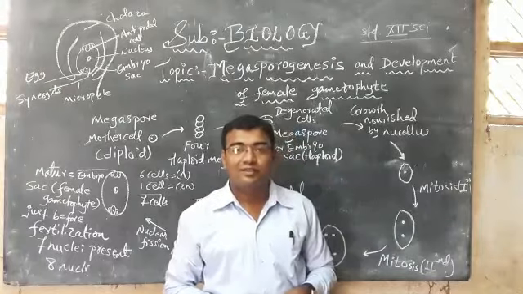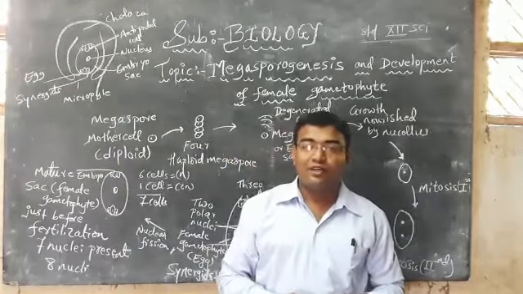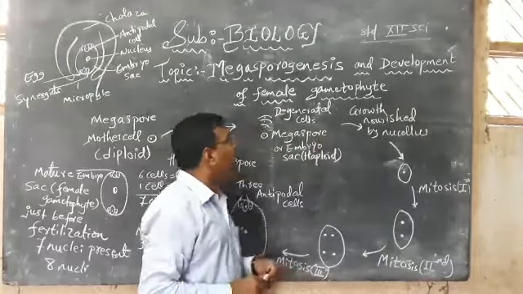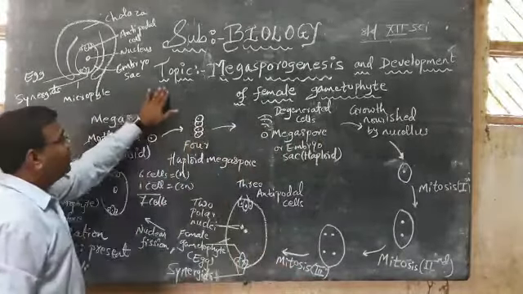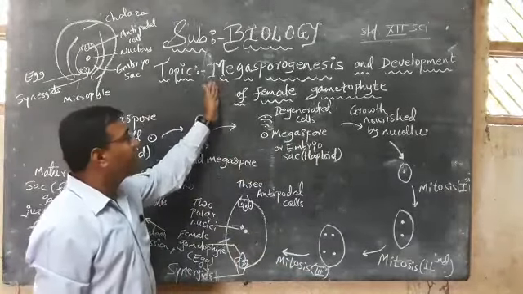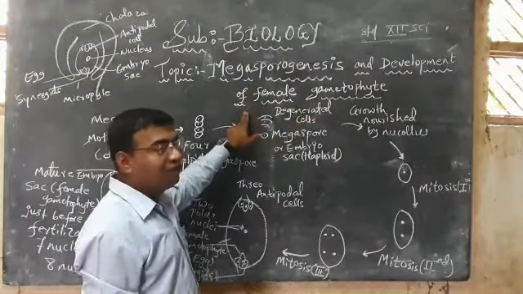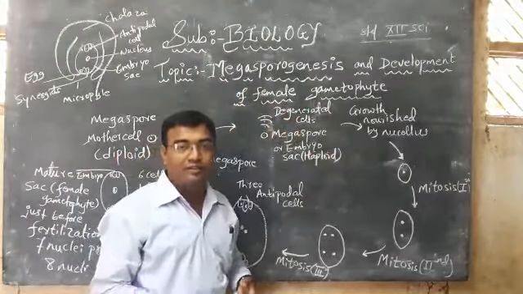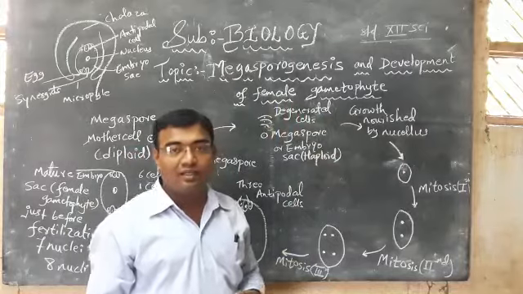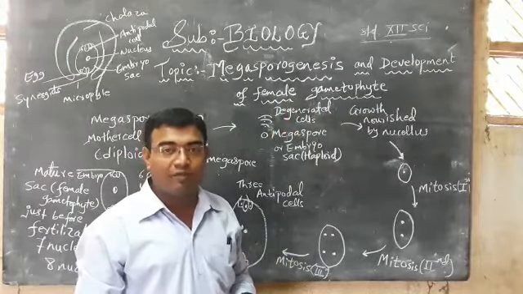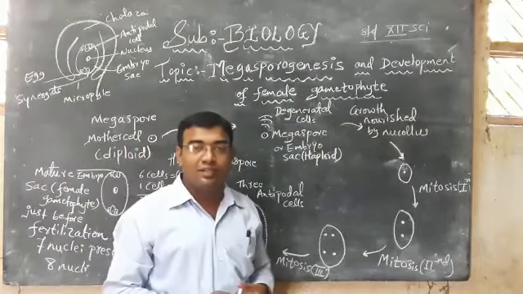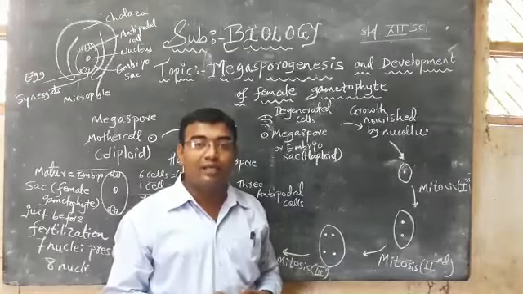Hello friends. So today here we are with biology again, with the new topic of chapter 1. The name of the topic is megasporogenesis and development of female gametophyte. We have seen about male gametophyte and microsporogenesis in our previous lecture, but today's topic is about female gametophyte.